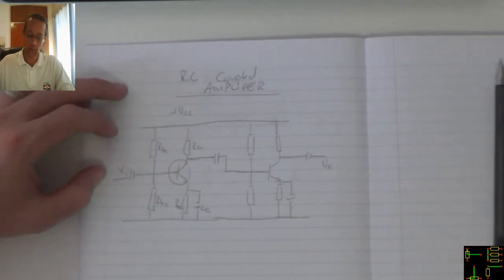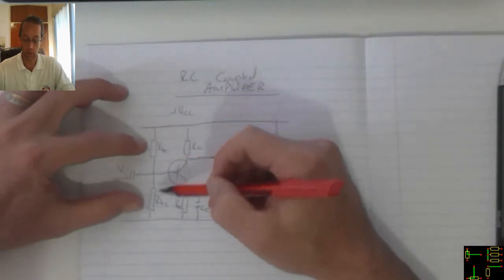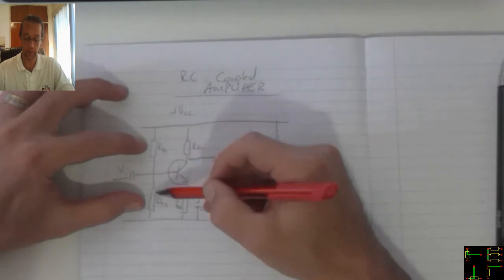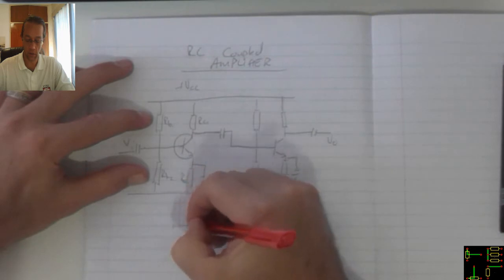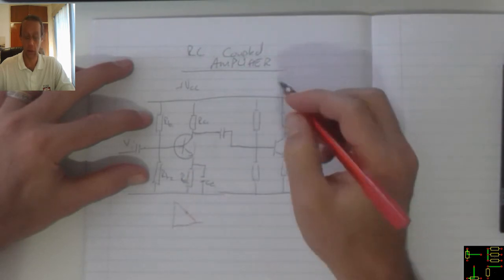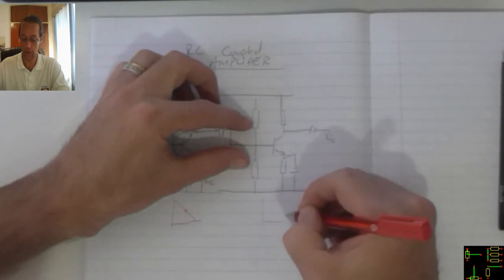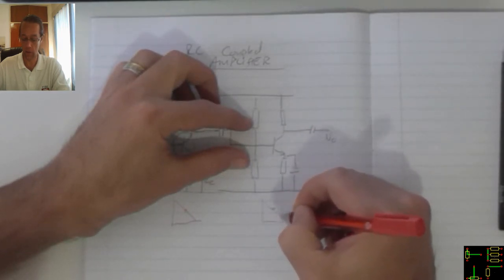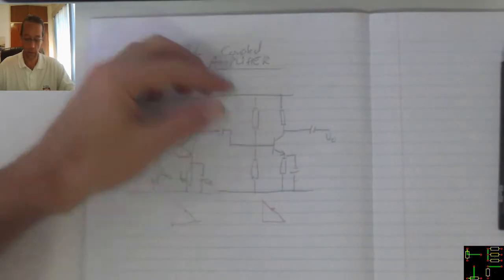Now what we see over here, when we supply power, this resistor along with this resistor forms a voltage divider, which will put this transistor somewhere, the Q point somewhere on its load line. The same applies over on this second transistor.